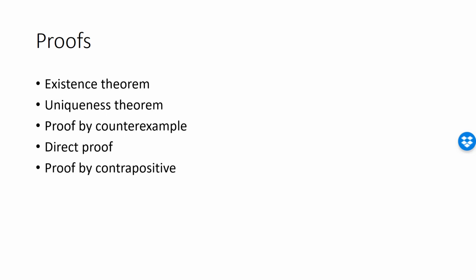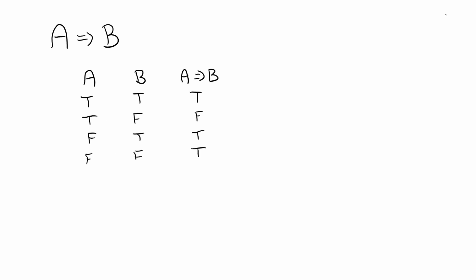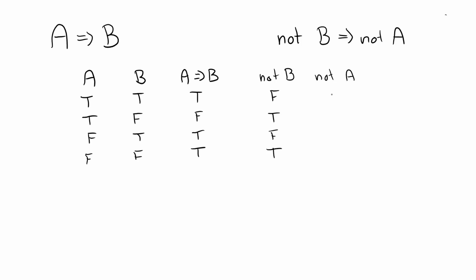Let's start with an arbitrary implication. A implies B. Here is the truth table for A implies B. Now consider the statement not B implies not A. Not B has the values false, true, the opposite of B. Not A has the values false, false, true, true.